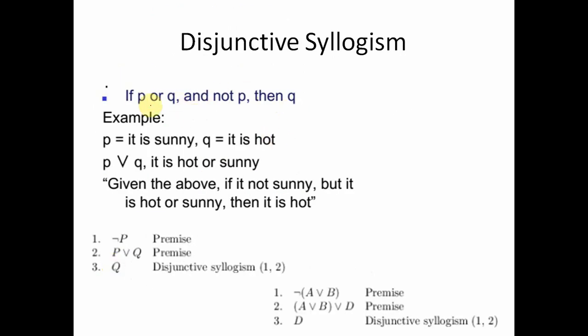Disjunctive syllogism: if P or Q and not P, then Q. If P or Q says it is hot or sunny, and then we say it is not sunny, then it is hot. If I say P or Q, that means it is hot or it is sunny, and the second premise says not of P, not sunny, then the conclusion is, see, this is a disjunction. If this is true, that means this is true or this is true or both of them are true.